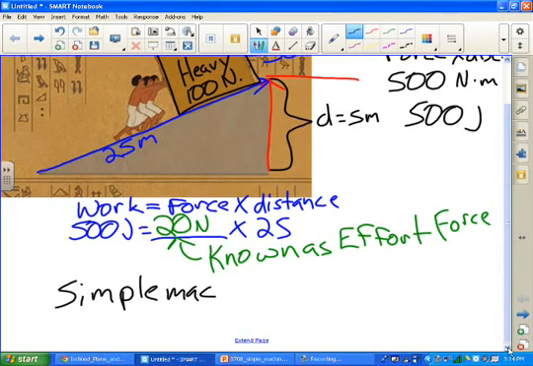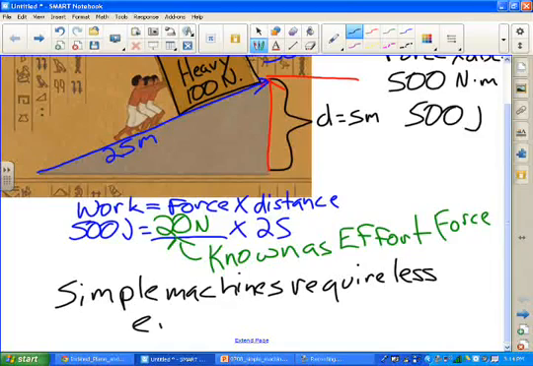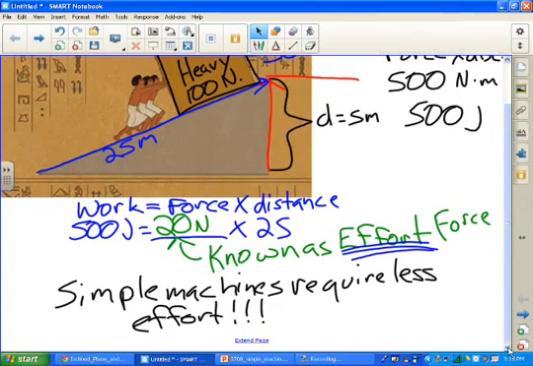So a simple machine, in essence, takes less effort to move something, especially in this case of an inclined plane. The simple machine requires less work, no, less effort. The work is still the same, it just requires less effort. And that's it. That's effort and work and force and simple machines. Thanks.